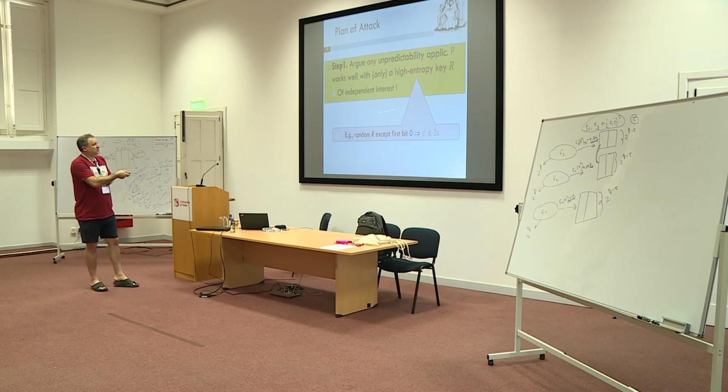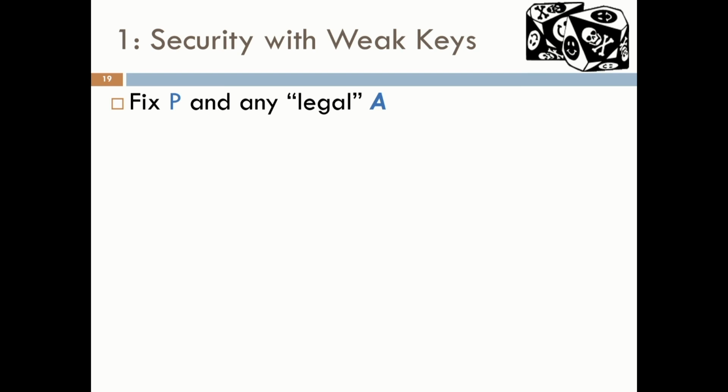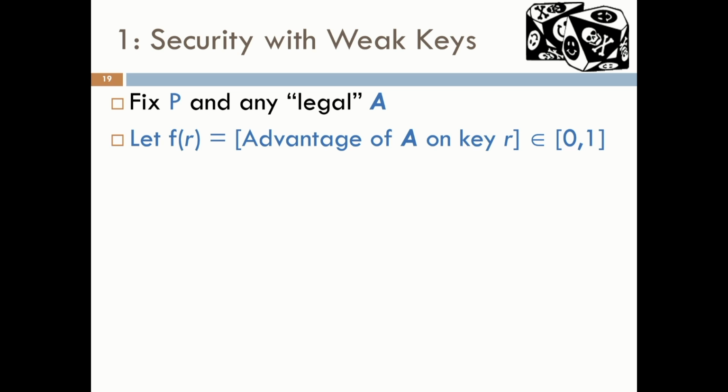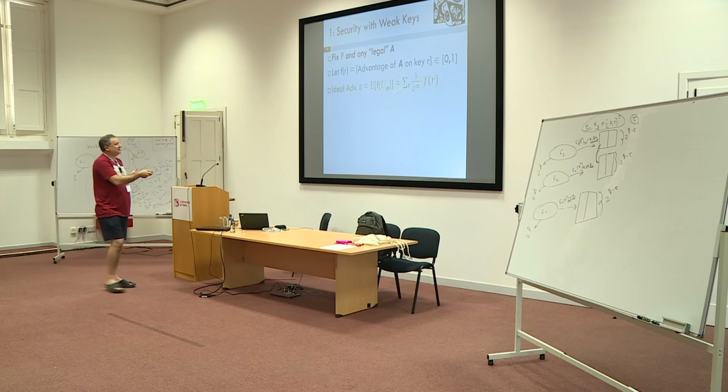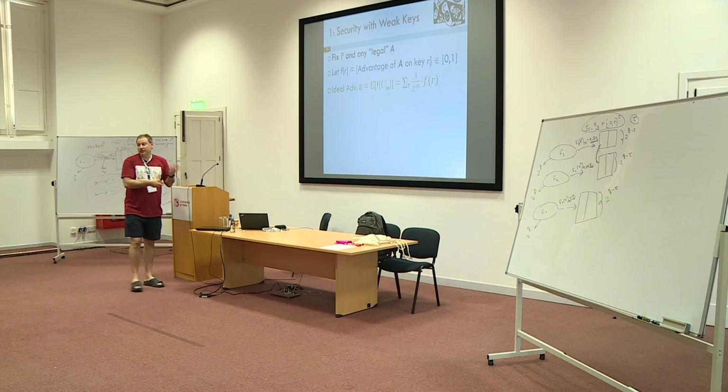Let's actually do this step 1 formally. It will be pretty simple. Fix an application P and any legal attacker F. Let's define this function f of r, the advantage of our attacker on a particular secret key. On a particular derived key r, the attacker can have better advantage for some keys than for others, as there are weak keys for all kinds of schemes. Let's measure it as a function f of r. And the ideal security we can mathematically express as the expected value of f on the uniform distribution.